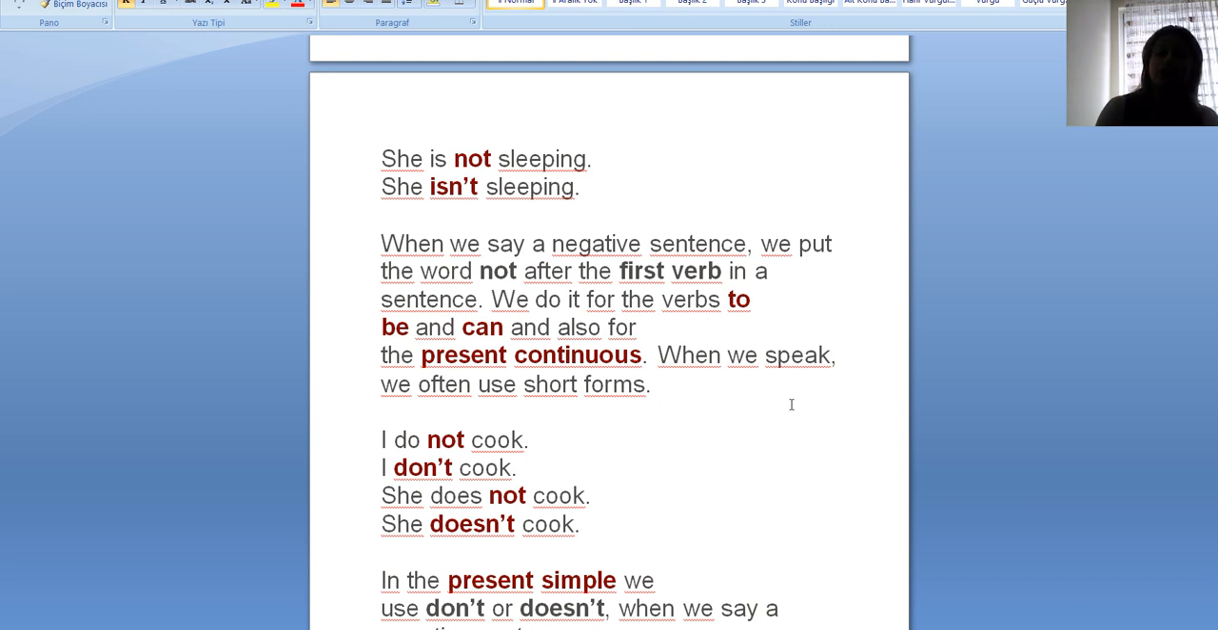When we speak, we often use short forms.